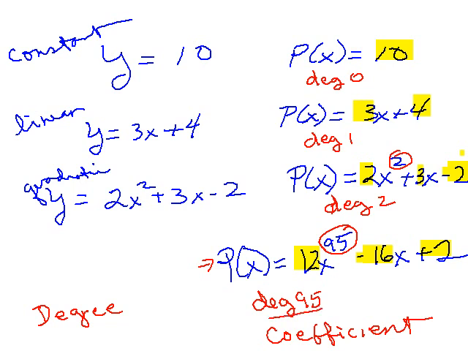We also identify the term with the highest exponent, and we call that the leading term. The leading term is 12x to the 95th, and the leading coefficient is 12. The last term, if there is a term that's constant, then we call that the constant. Here the constant is plus 2, here it's minus 2, here it's 4, here it's 10.